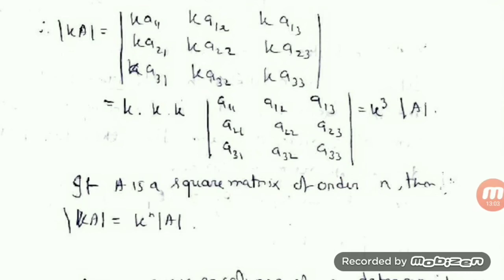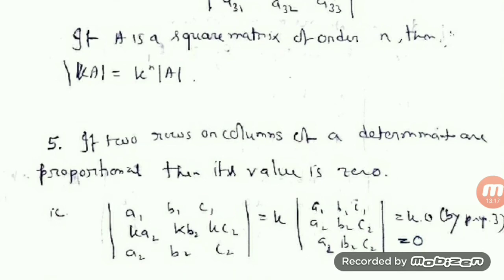So what happens in the case when it's a matrix of order n? In the case of a matrix of order n, determinant of Ka will be equal to K to the power n into determinant of A. This is a very important question for a short question, 1 mark question.